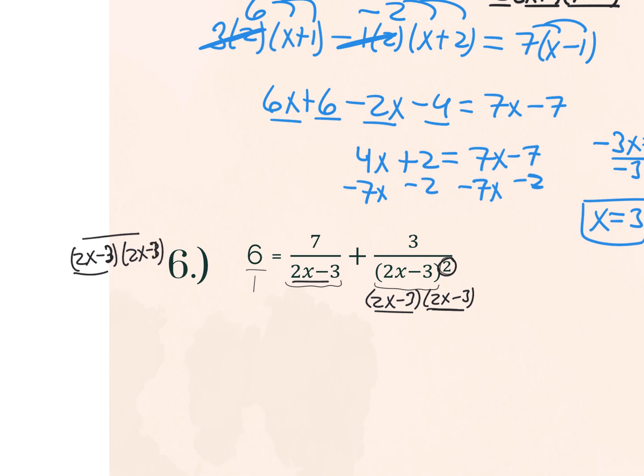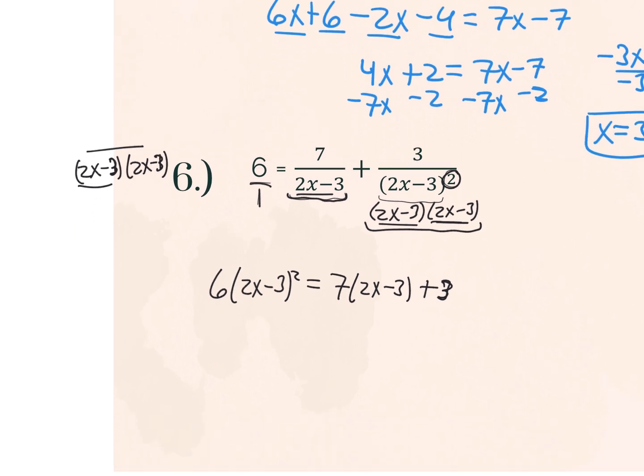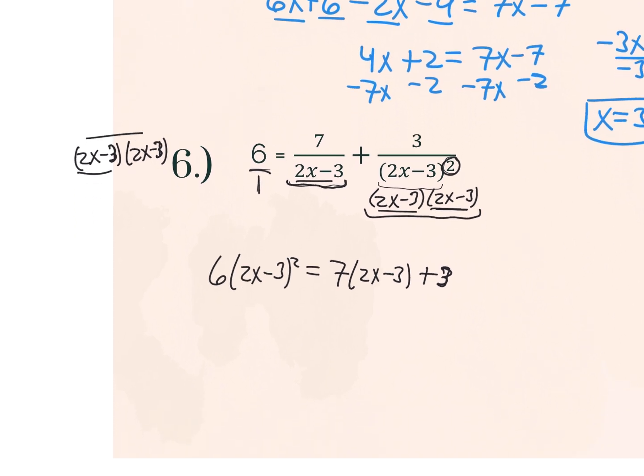So now I'm going to go one by one. It looks like this 6 over 1 needs both of them, so I'm going to do a 6 times 2x minus 3 squared equals, this one needs one of them. It has one already, but it needs 2 of them, so it's going to be a 7 times 2x minus 3. And then this one over here is just going to be a plus 3. It already has both of them on the bottom, I just needed to bring down that 3. And then let's simplify this as much as we can.